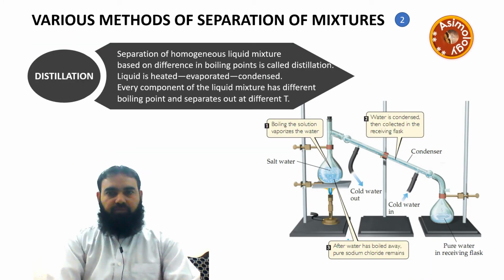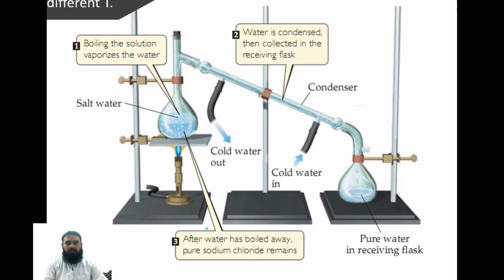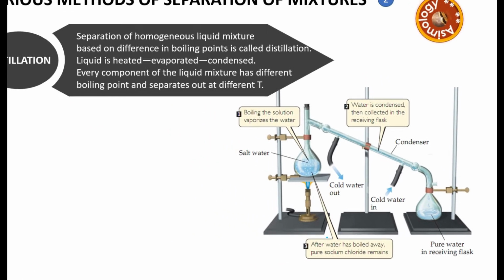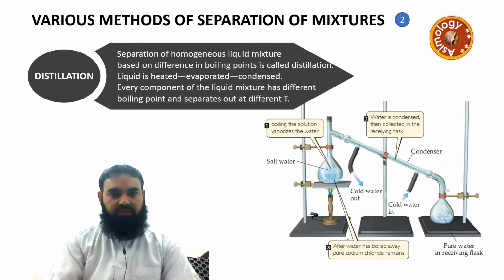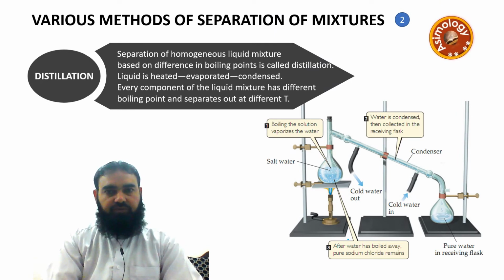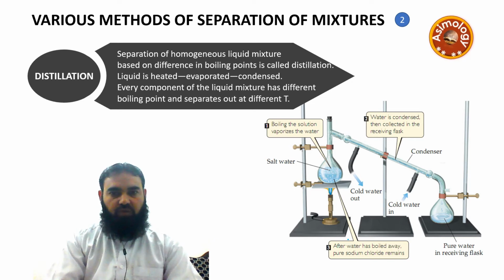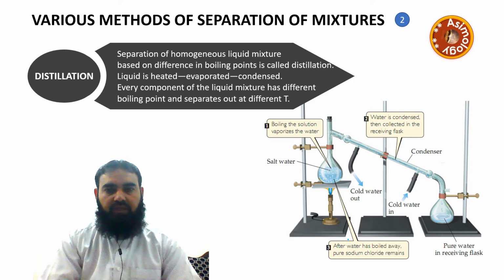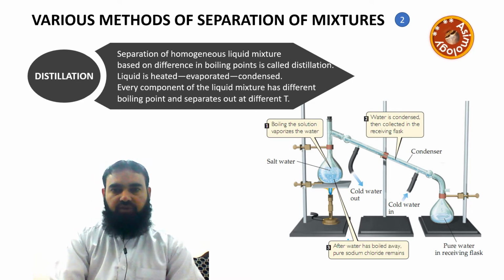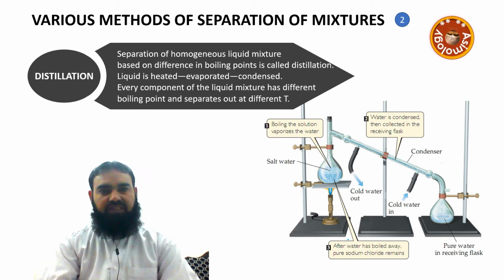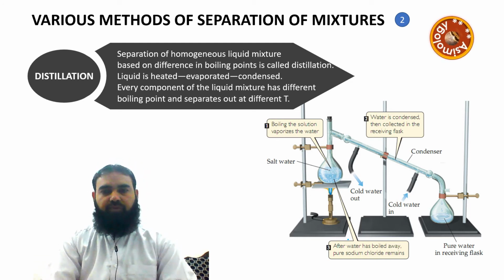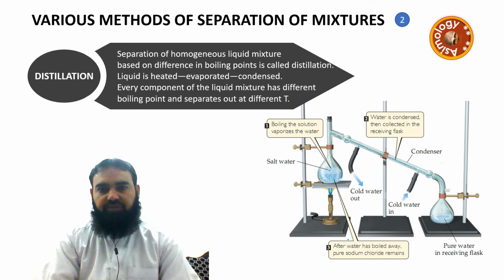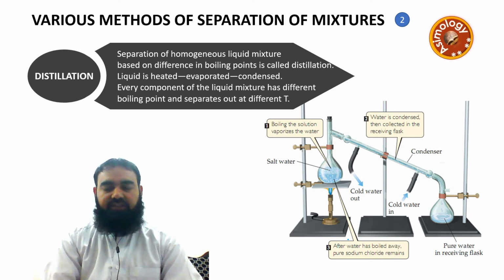Distillation is another important separation technique. In the distillation process, you heat up a mixture of homogeneous liquids. Homogeneous are soluble liquids. When two liquids combine together, they form a homogeneous mixture, and you cannot separate this mixture through the filtration process. So distillation is an effective method to separate these two liquids based on the difference in their boiling point or rate of evaporation.